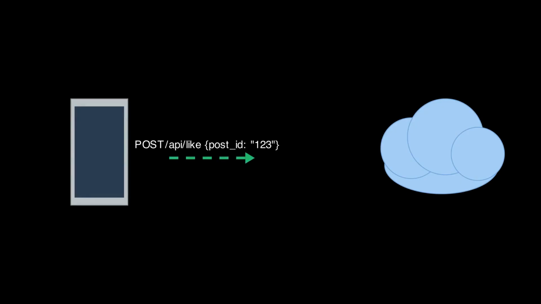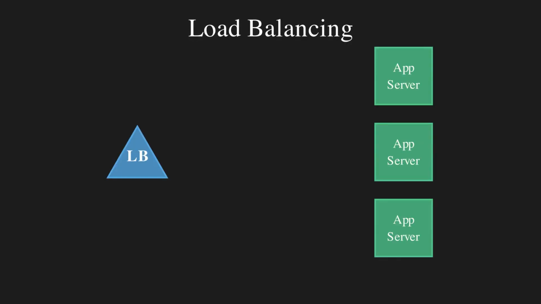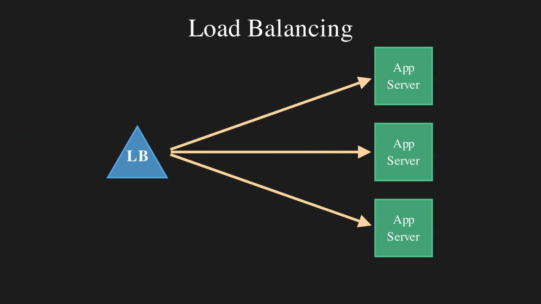When you click like, your app interface often updates immediately. This is called an optimistic update, making it feel instantaneous. An asynchronous API call is then sent to the backend. For example, post /api/like with the post ID. The request hits a load balancer, which distributes traffic efficiently to one of many available application servers.